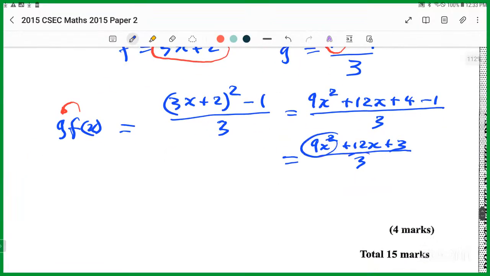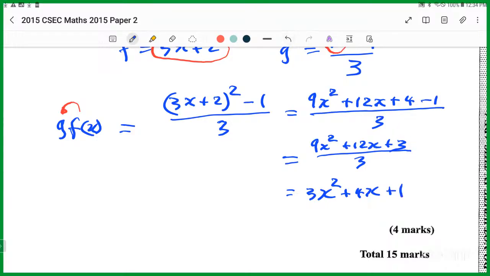Divide this by this 3 first, you get 9x squared. No, you get 3x squared, sorry. Divide this by 3, you're going to get 4. Divide this by 3, you're going to get 1.